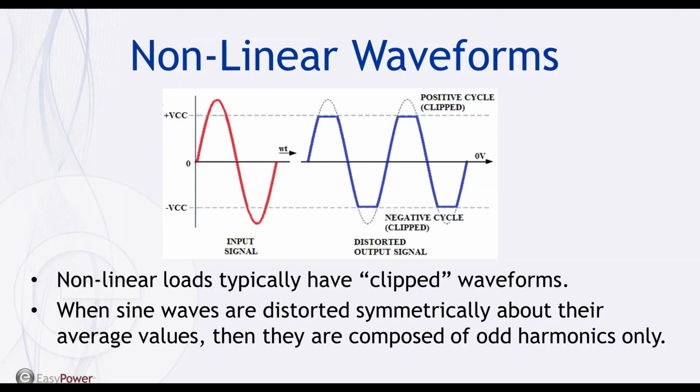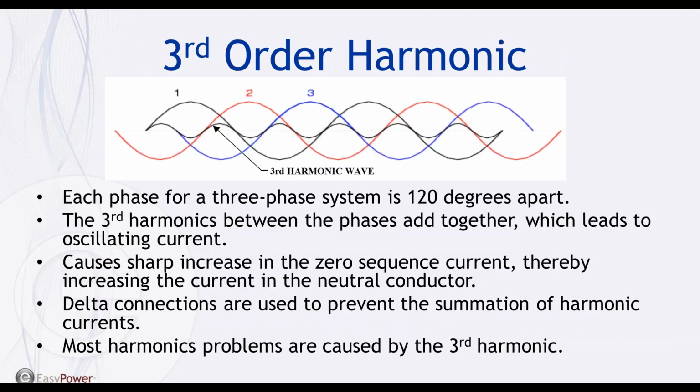When the sine waves are distorted symmetrically about their average values, then they're composed of odd harmonics only. Power is supplied by a three-phase system where each phase is 120 degrees apart. This is done for two reasons.